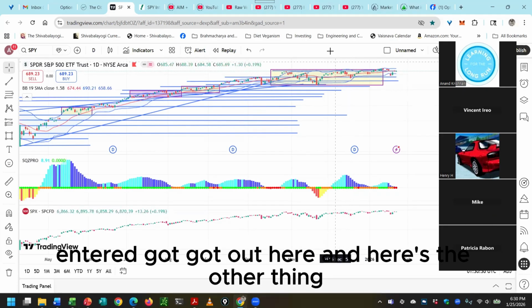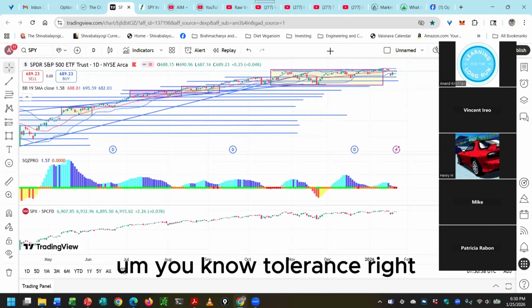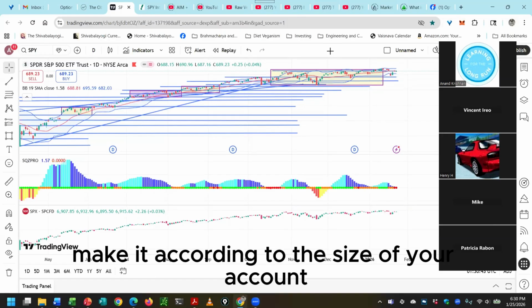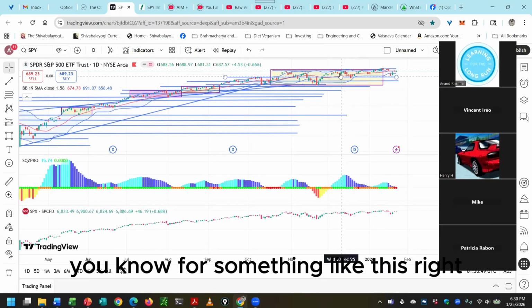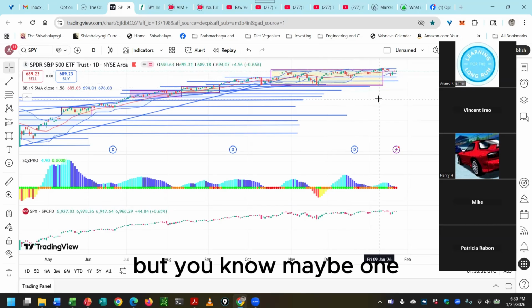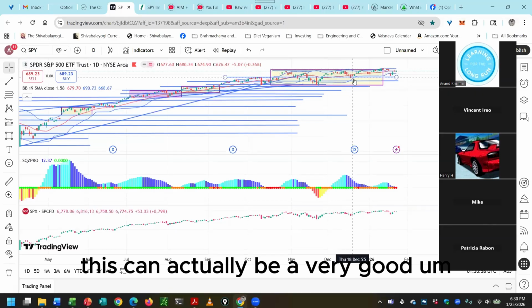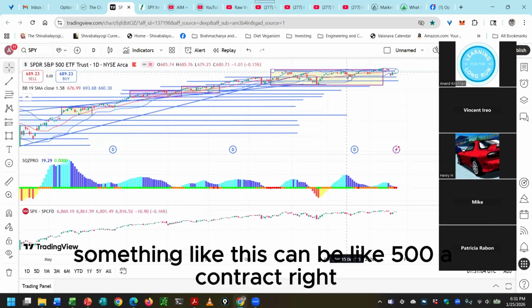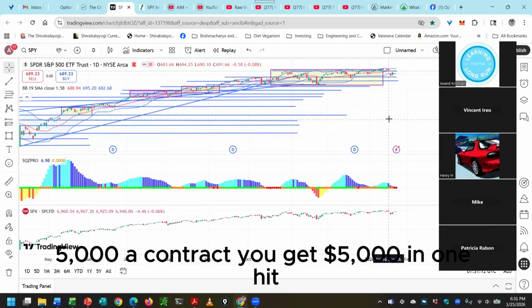And here's the other thing: how many contracts you buy is dependent on your personal risk tolerance. So basically make it according to the size of your account. I tend to be comfortable with 1 to 2 contracts for something like this, where it goes down to here. But maybe once we get to a point where we can afford 10 of these, this can actually be a very good addition to your account. Because something like this can be like $500 a contract. So if you buy 10 of those, there you go, $5,000. You get $5,000 in one hit.